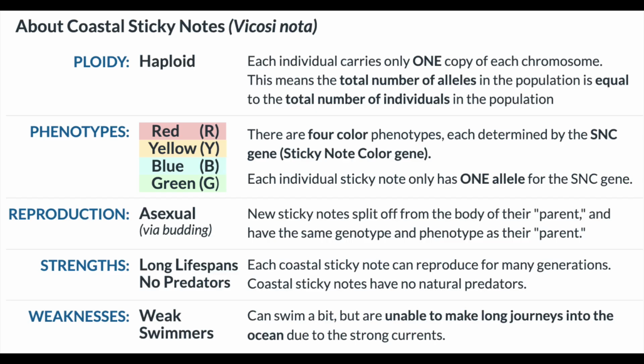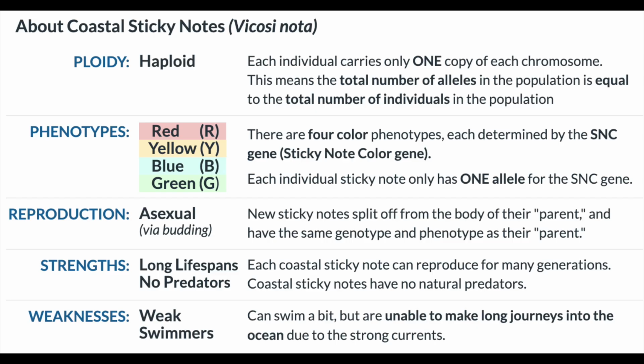Now, strengths. The strengths of these sticky notes are that they have very long lifespans, so each coastal sticky note can reproduce for many generations. They also have no natural predators, so nothing will predate on them, and they will be living unless something in your directions tells you otherwise. They do have one key weakness: they are weak swimmers. They can swim a little bit, but they are unable to make long journeys into the ocean due to strong currents. So if our sticky notes are situated on 2 different islands, they cannot freely cross from one island to the other unless the water level somehow lowers to allow for that transition.